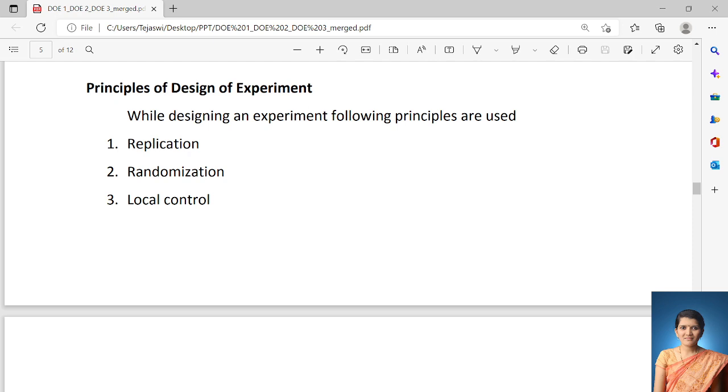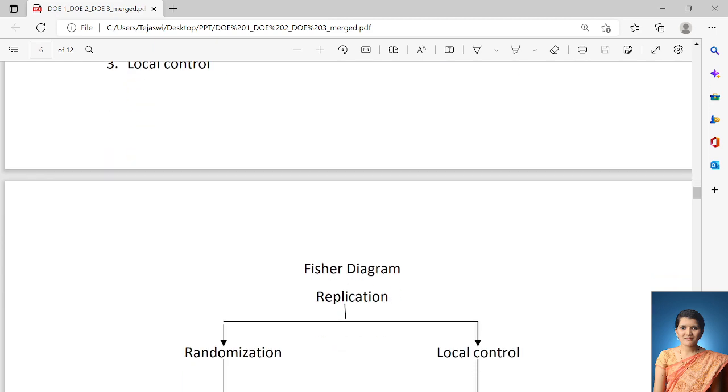In the last lectures, we discussed what is meant by design of experiments, their basic terminologies, types of experiments, and the steps involved in experimentation. Now we discuss which principles are used in the design of experiments. While designing an experiment, the following three principles are used. First is replication, second is randomization, and third is local control.